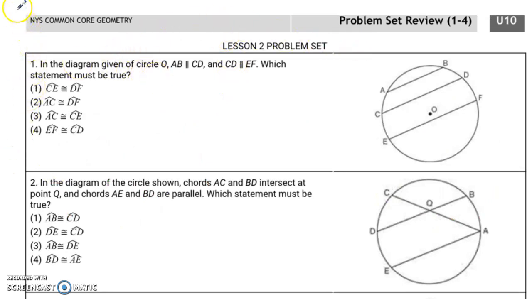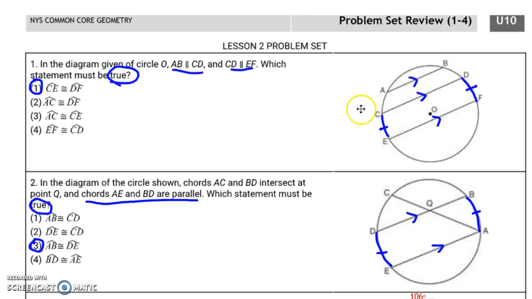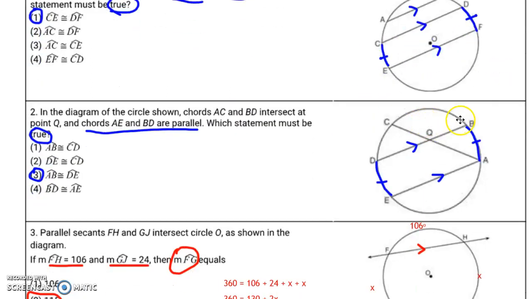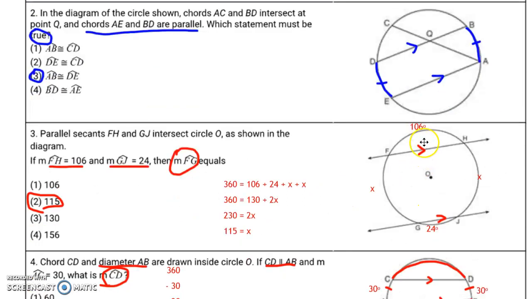Pause the video, try it out, and see if you got it right. For most of these problems, you were dealing with the idea that two parallel chords are going to be making two congruent arcs. So in these first two problems, parallel chords, congruent arcs. In this case, same thing, parallel chords make two congruent arcs.